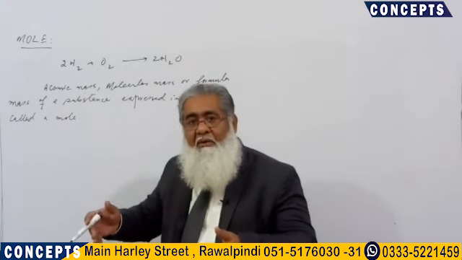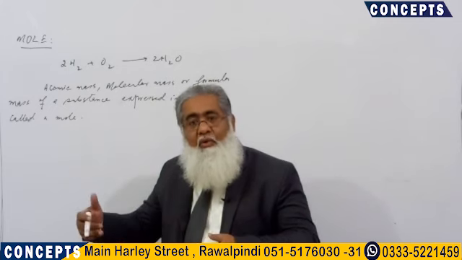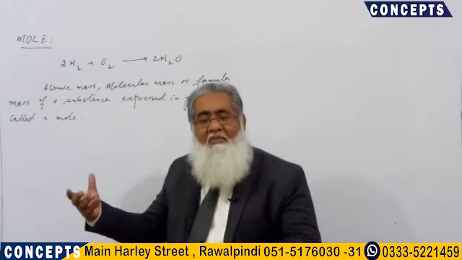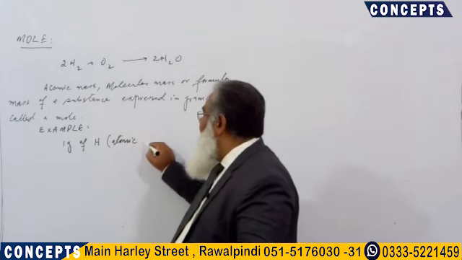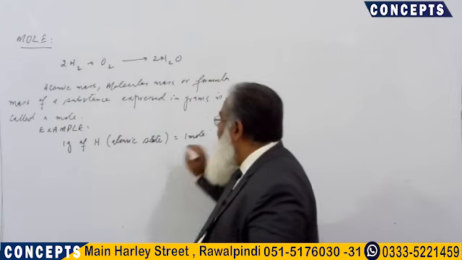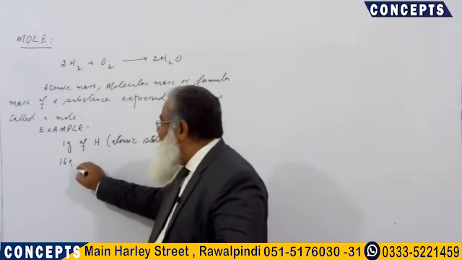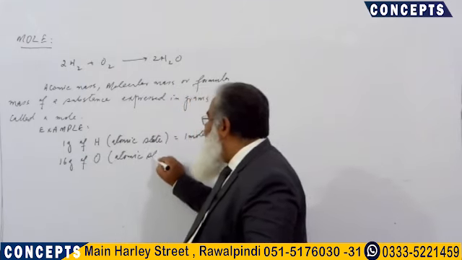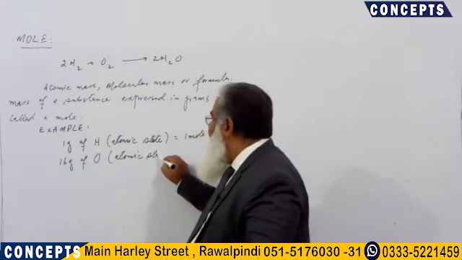When we discuss a molecule, like H2, O2, H2O, then we take their molecular masses, which will be expressed in grams. Example: 1 gram of hydrogen, here I am going to write atomic state, is equal to 1 mole. 16 grams of oxygen, again in atomic state, is equal to a mole.